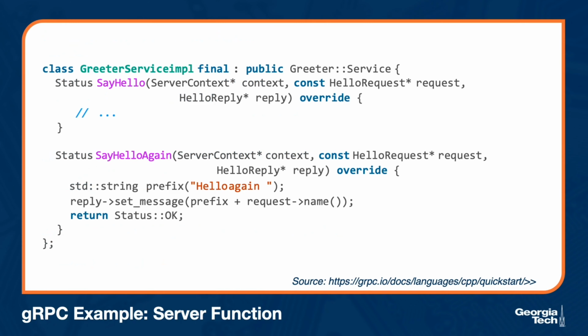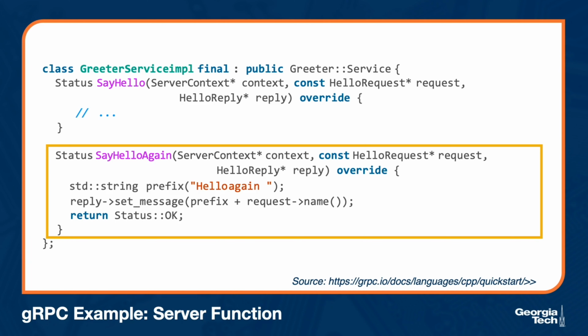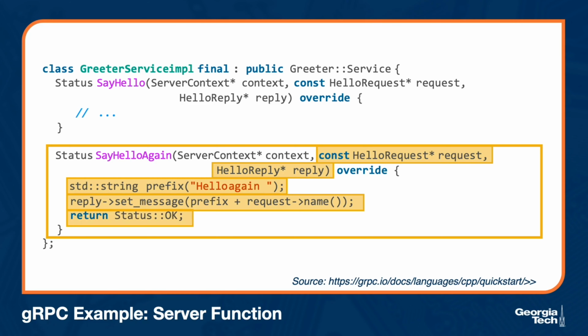Next, here is the example of the actual service implementation. This is what will be executed in response to each remote procedure call. The illustration shows the implementation of one of the RPC procedures, SayHelloAgain here. This procedure combines a string called prefix, which has a value "hello again", with the value of the field name in the input message request, which is of type HelloRequest. The combined string is set to the value of the output message reply, and this is of type HelloReply, and this completes the operation successfully.